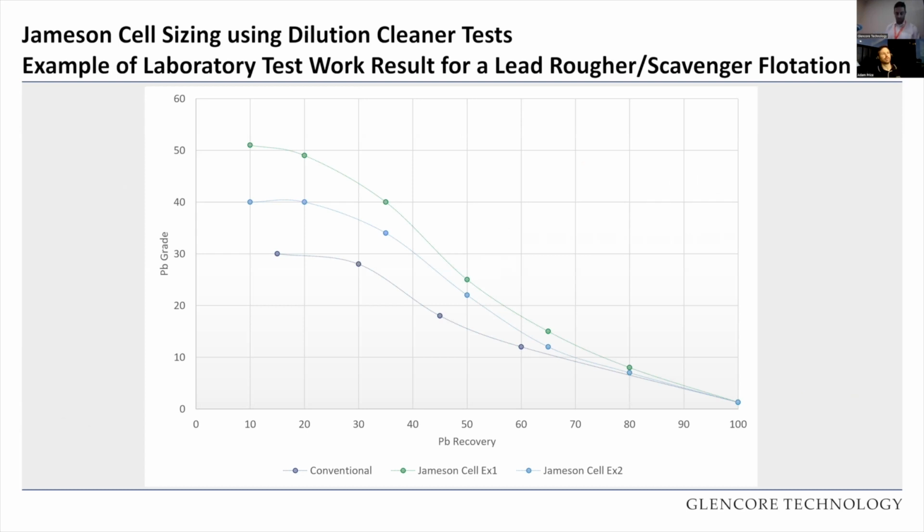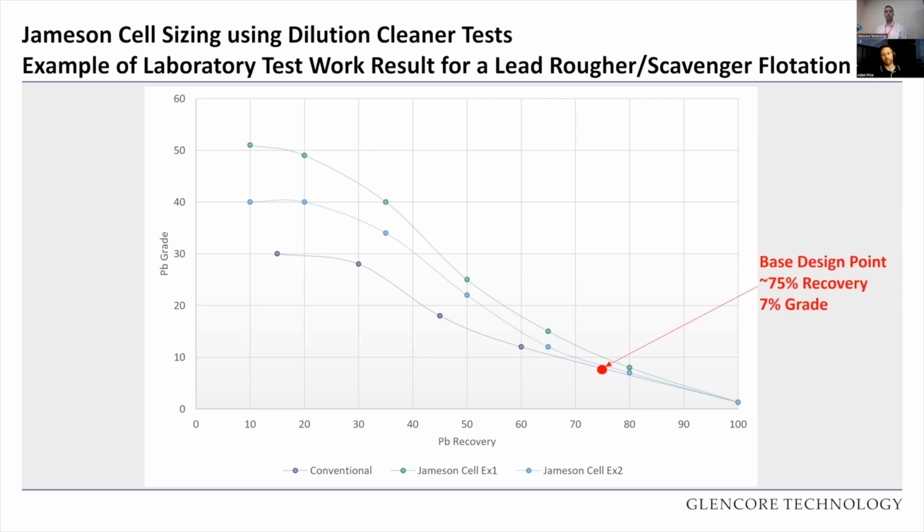So having a bit more of a look at some examples of what we would be looking at in terms of those flotation test results, and how we would build those into sizings of the circuits or targets. This here is an example of a rougher scavenger 3-stage dilution cleaning test. The bottom curve there, the purple one, was just a single stage conventional cell, whereas the blue and green are showing 2 examples of what we may see with the Jameson Cell in comparison, the 3-stage dilution cleaner test.